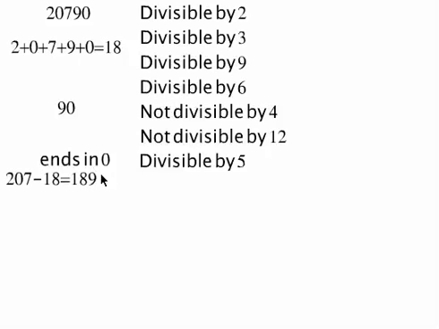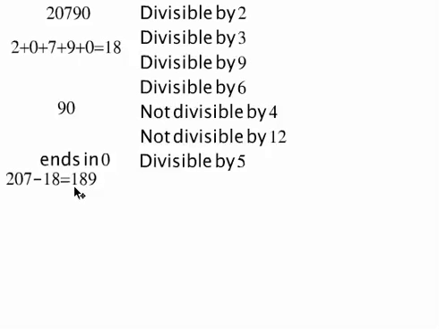So then we're going to look at 7. The rule for 7 is kind of weird. We take the last digit off and then double it. Now the last digit is 0, so we just ignore the 0. It's not going to change anything. So we take the 9 off and double it, and that makes 18. Then we do 207 take away 18, which gives us 189.